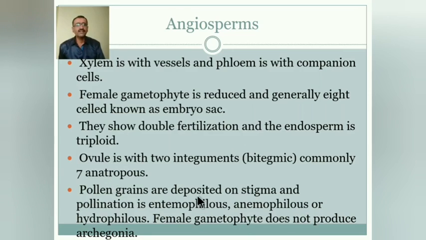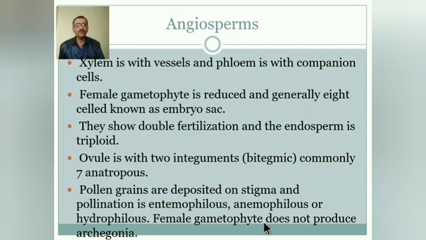Pollen grains are deposited on the stigma, and pollination is entomophilous, anemophilous or hydrophilous. Three types of pollination: entomophilous, with the help of insects or birds; anemophilous, with the help of wind; and hydrophilous, with the help of water. Pollination can take place with the help of these.